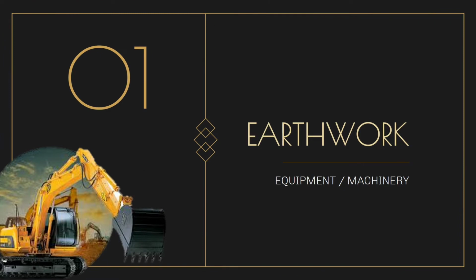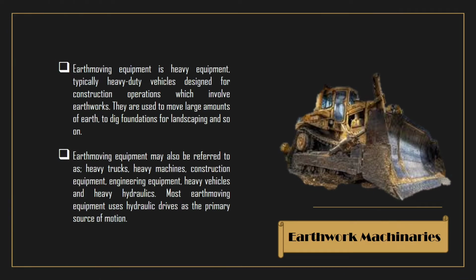Earthwork equipment or machinery. Earth moving equipment is heavy equipment, typically heavy-duty vehicles designed for construction operations which involve earthworks. They are used to move large amounts of earth, to dig foundations, for landscaping, and so on. Earth-moving equipment may also be referred to as heavy trucks, heavy machines, construction equipment, and heavy hydraulics.